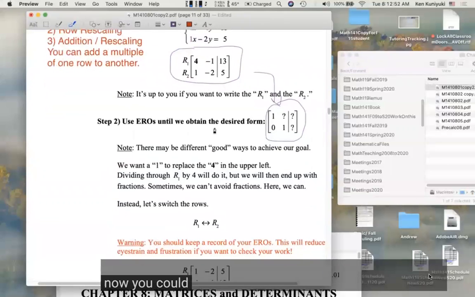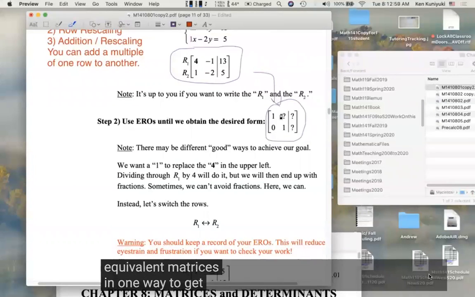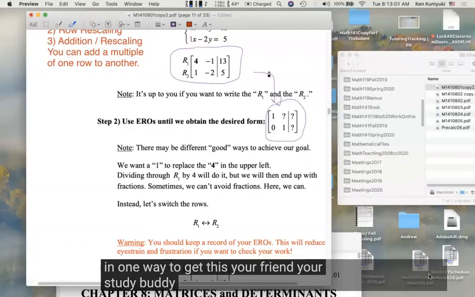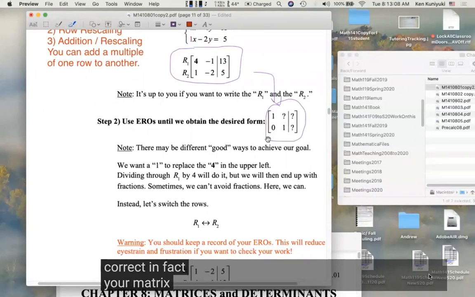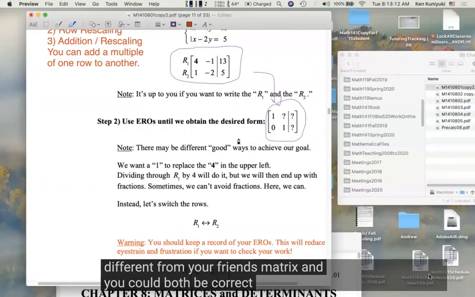Now, you could apply a sequence of steps, get row equivalent matrices in one way to get this. Your friend, your study buddy might do it another way. And you two could both be perfectly correct. In fact, your matrix here might be a bit different from your friend's matrix, and you could both be correct.